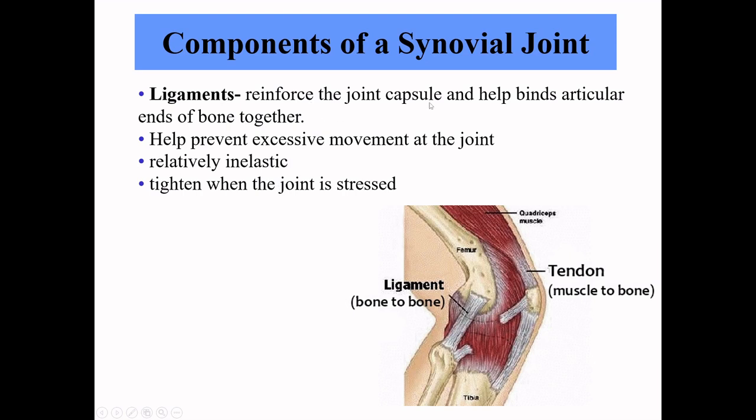Now, ligaments reinforce the joint capsule. They just help strengthen the joint, is what they do. They help bind articulating ends of bones together. They help prevent excessive movement at the joint. Ligaments are typically inelastic, so there's not a lot of stretch to your ligaments. That's why we tear ligaments. And they tighten when the joint is stressed.